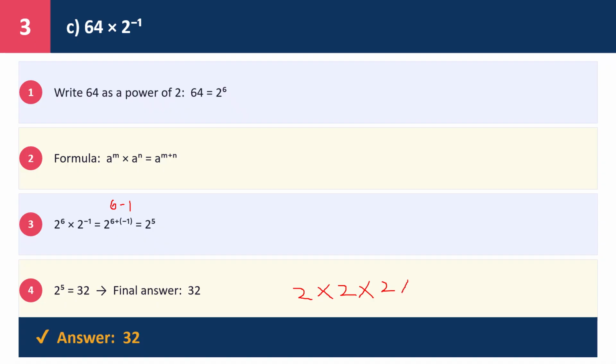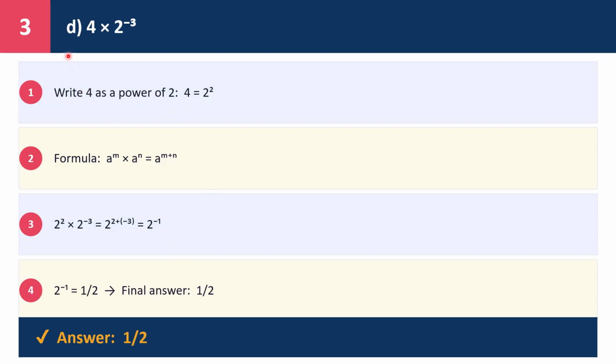Then 2 more 2's I have to write. Okay, so 2 2's are 4, 4 2's are 8, 8 2's are 16, 16 2's are 32. So 2 power 5 value is 32. So what is our final answer? That is 32.